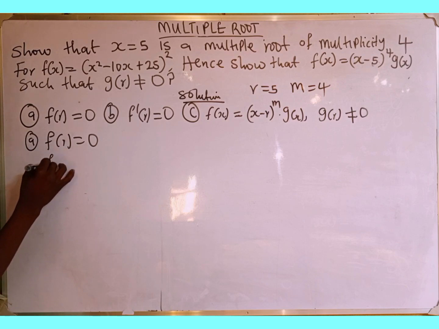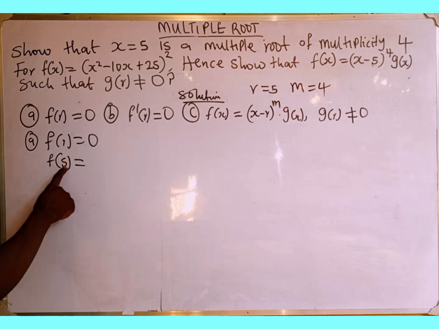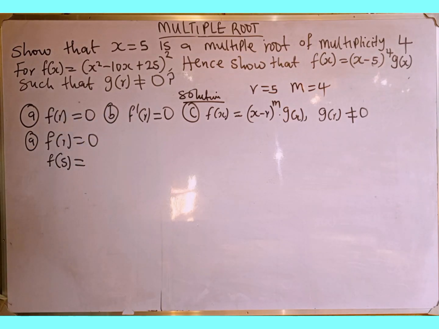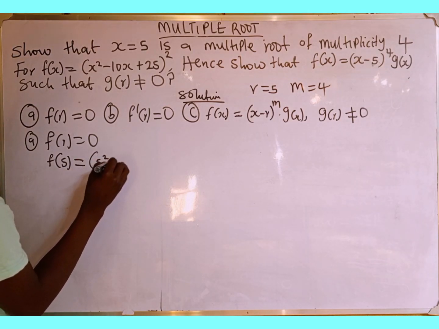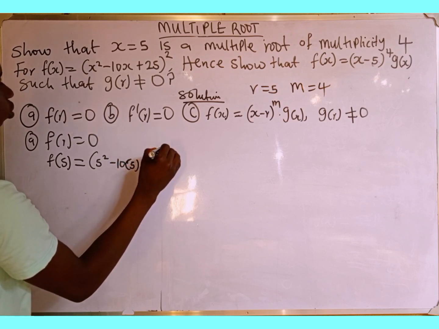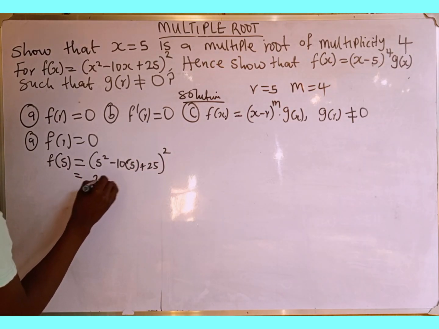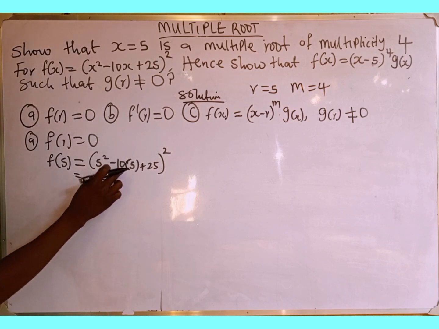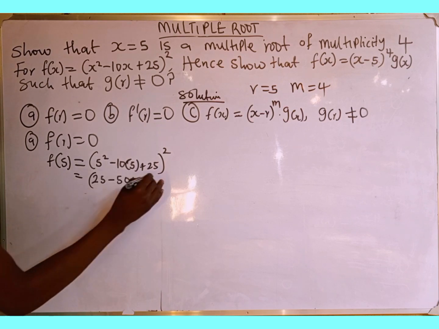So this one is going to be what? F of 5, which is equal to... So what we are going to do is replace x with 5 anywhere we see x. Let's see whether it's going to give us 0. So the function is (x squared minus 10x plus 25) all square, which is going to be (5 squared minus 10 multiplied by 5, then plus 25) all to the power of 2. Which is equal to (5 squared implies 25, then minus 10 multiplied by 5 is going to give us 50, then plus 25) all square.